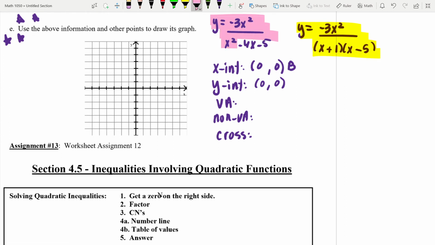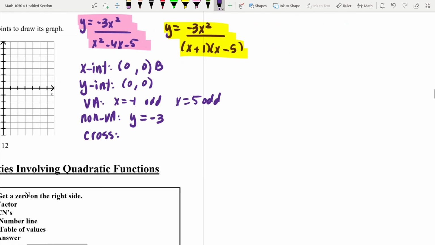Which one's easier, yellow or pink? Yellow. So you have x equals negative 1, odd. X equals positive 5, odd. Non-vertical asymptote, check what first? Biggest over biggest. Pink, negative 3x squared over x squared. That's the easiest scenario. X squareds cancel. What do I get? Make sure you put y equals. Y equals negative 3. I'm telling you, if you put negative 3, you're going to get nothing. So be careful. Okay, does it cross a non-vertical? Take the right side of the non-vertical, set it equal to the pink equation.